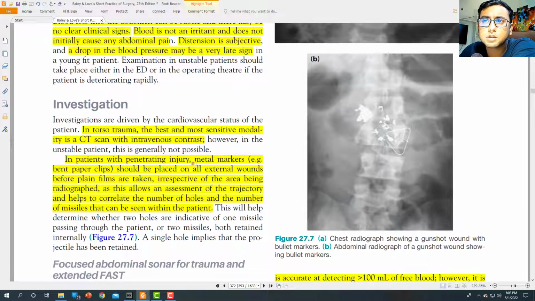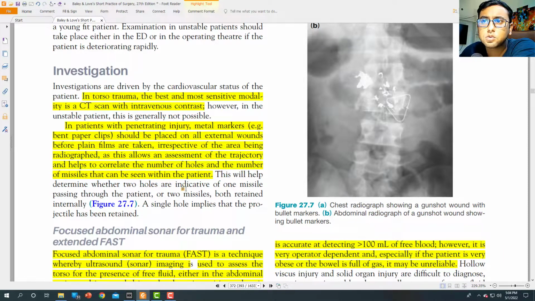In the patient with penetrating injuries, metal markers like bent paper clips should be placed on the external wound before plain films are taken, irrespective of the area being radiographed, as this allows an assessment of the trajectory and helps to correlate the number of holes and the number of missiles that can be seen within the patient. So here in gunshot wounds, you can see that a plain radiograph may show some radio-opacities, or the CT scan is the sensitive test. This will help determine whether the two holes are negative.